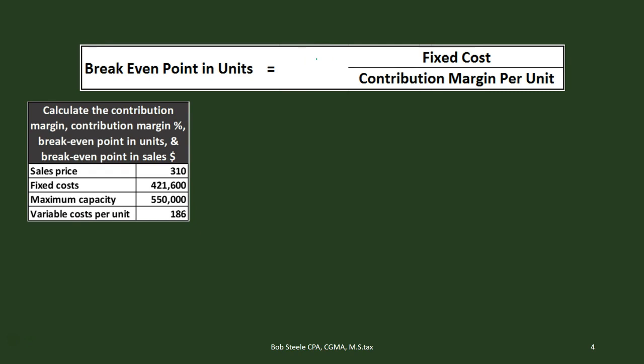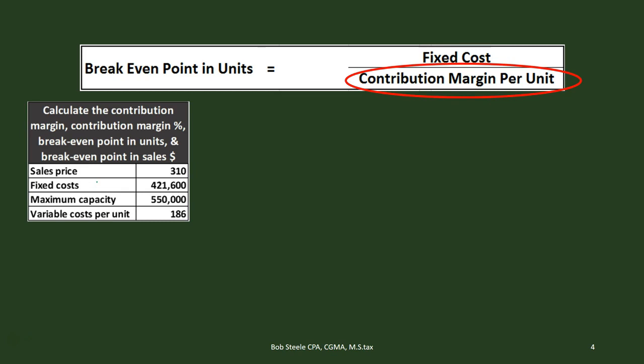That's going to be the fixed cost. Remember, that's going to be like the rent, things that don't change, divided by the contribution margin per unit. And of course, the first thing we need to know is, well, what is the contribution margin per unit? We need to find that calculation. In order to do that, we will take a look at the data over here where we have the sales price, the fixed cost, the maximum capacity, variable costs per unit over here. We're going to use that information to calculate the break-even point in units.